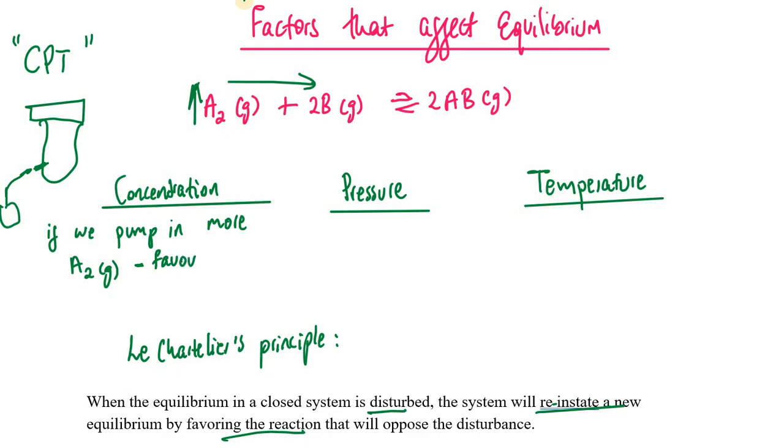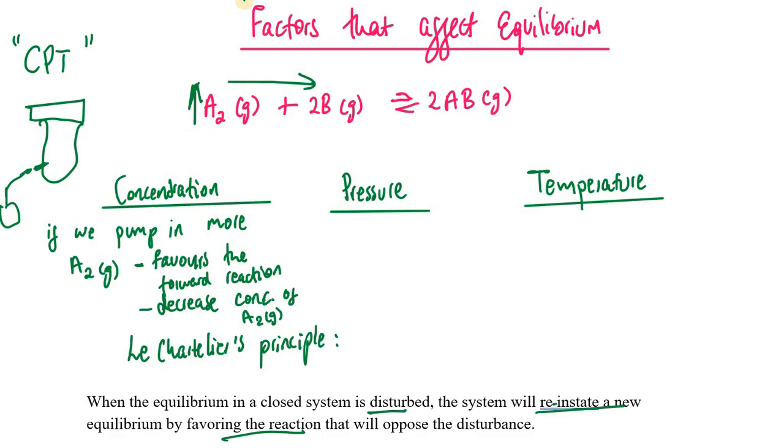So to favor the forward reaction, and by favoring the forward reaction, it then decreases the concentration of A2. It decreases the concentration of A2 gas. Okay, that is how the system is going to respond.